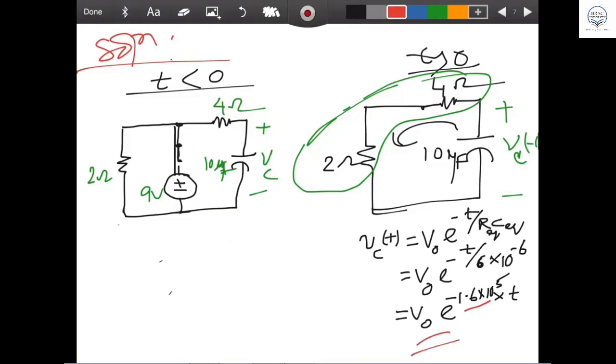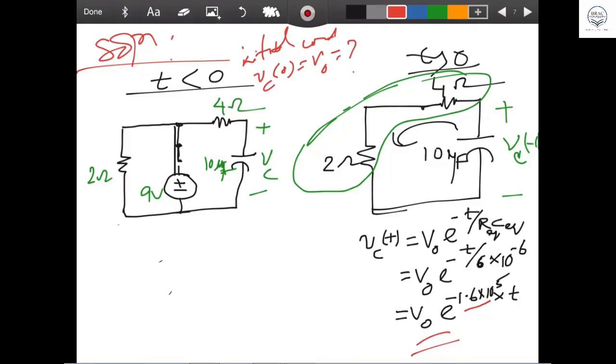What is the V naught? V naught will come from the initial condition. This is the initial condition, and it comes from here. So VC(0) gives you the V naught, and that V naught is equal to what? From this circuit you have to calculate. Let's come back to this circuit. This is very important. From this circuit, what will be the V naught?